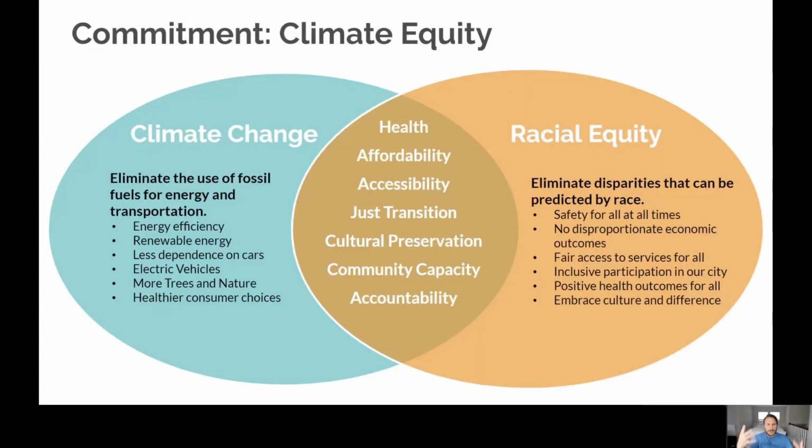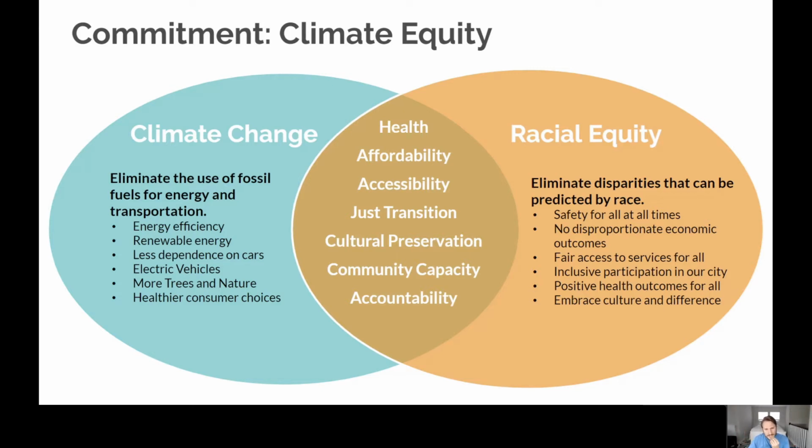So, racial equity, climate change, are those things related? We think that they are intricately related. With climate change, the goal is to eliminate the use of fossil fuels for energy and transportation. And with racial equity, the goal is to eliminate disparities that can be predicted by race. And when you start connecting those two issues, and what are the causes, what are the issues that are created by them, we come to these 7 sort of central themes here.